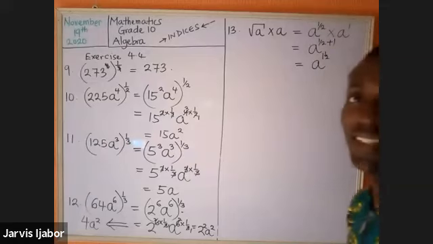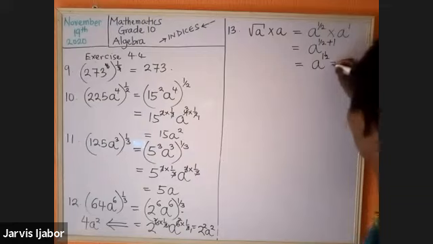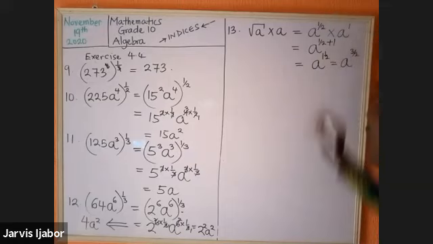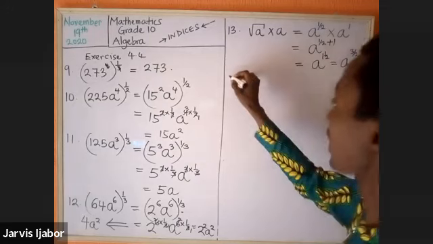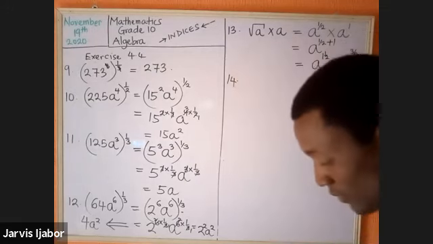But we don't write that in indices like that. We write our index usually in improper fraction. So that will be A raised to the power of what? 3 over 2. 1 and 1 over 2 is what? 3 over 2 in improper fraction. So that's for 13. 14.